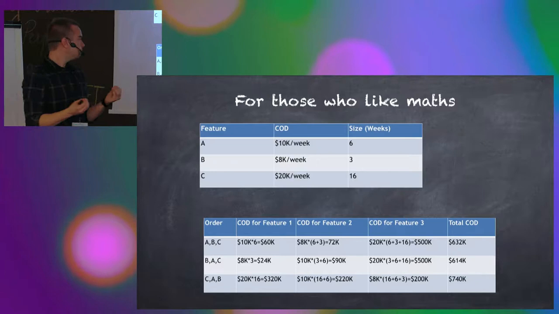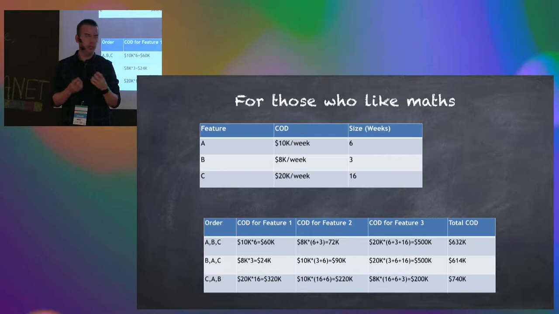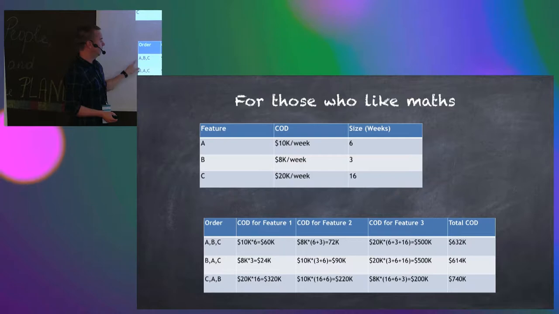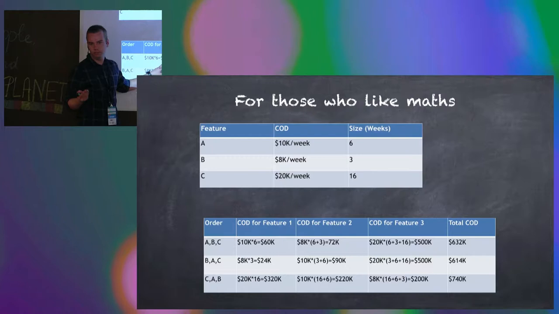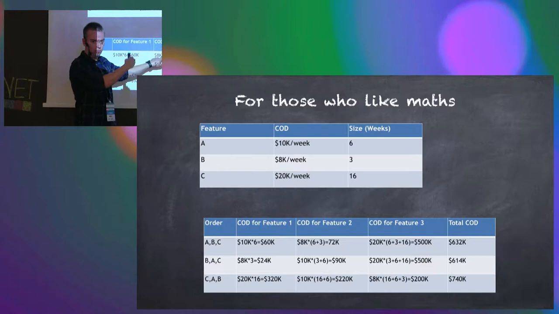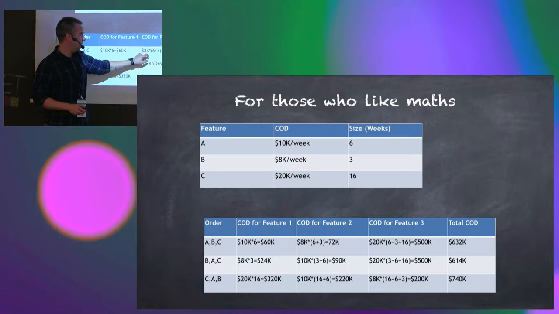And here, basically, there's a cost to me, and this is how long that resource, that capacity, is going to be blocked producing what I want. So going to maths, let's suppose that I do first A, then B, then C. What's going to happen? The cost of delay for A is 10,000 per week. During 6 weeks, its cost is 60K. Then I do B. Remember, I already spent 6 weeks with feature A, so I start from 6 weeks onwards, then the 3 weeks that I'm going to spend with B, that cost me $8,000. I had to wait this $8,000 for the 6 weeks that I was producing A.